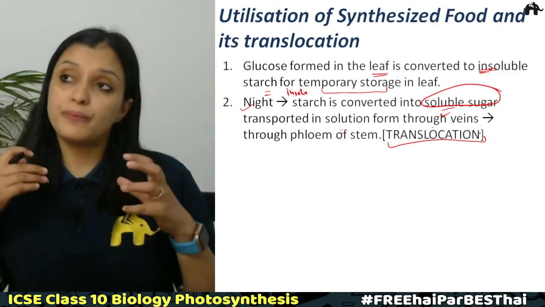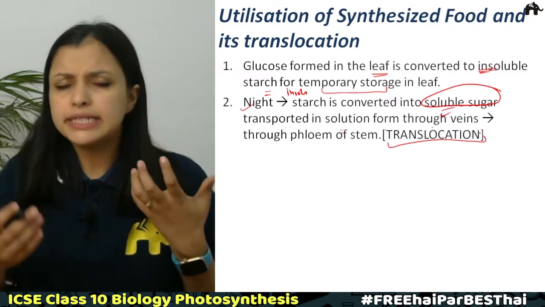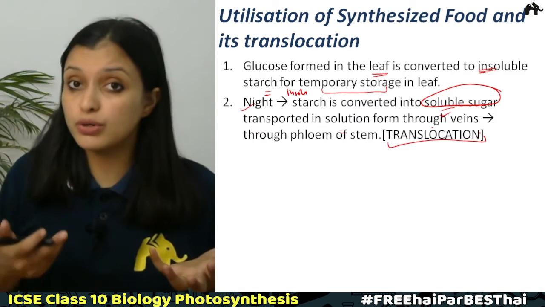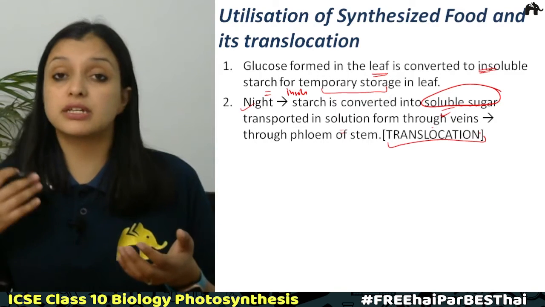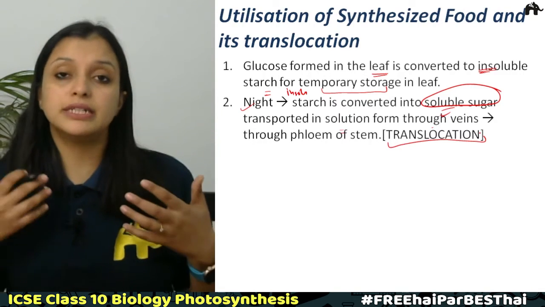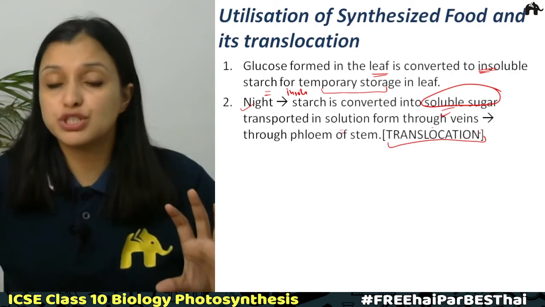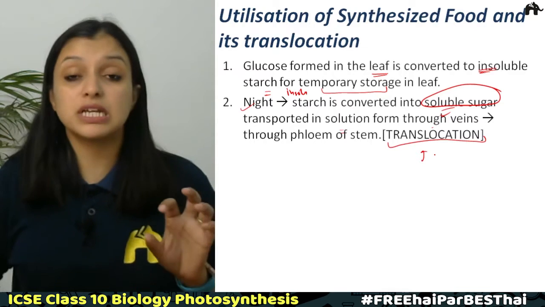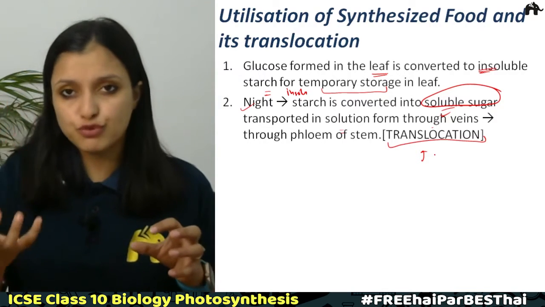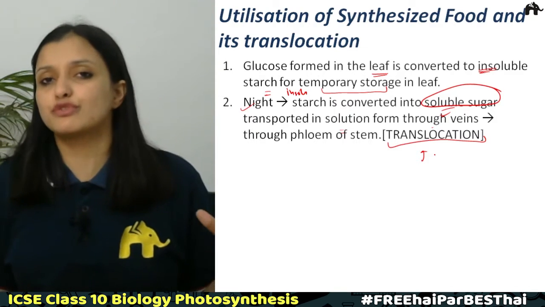translocation. Now when this food is in different parts of the plant, sometimes it is used for getting energy, sometimes it is stored in the form of starch, again converted back into starch. So it has different fates when it is translocated to different positions. So what is translocation? It is basically the movement of the prepared food by the leaves in the soluble form from leaf to different parts of the plant.